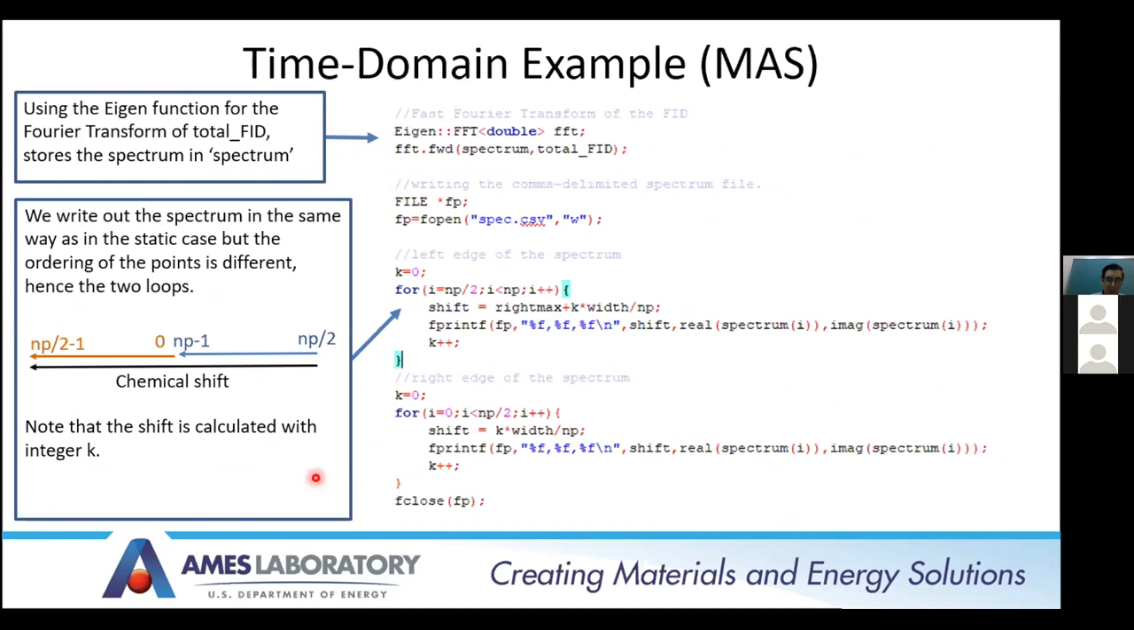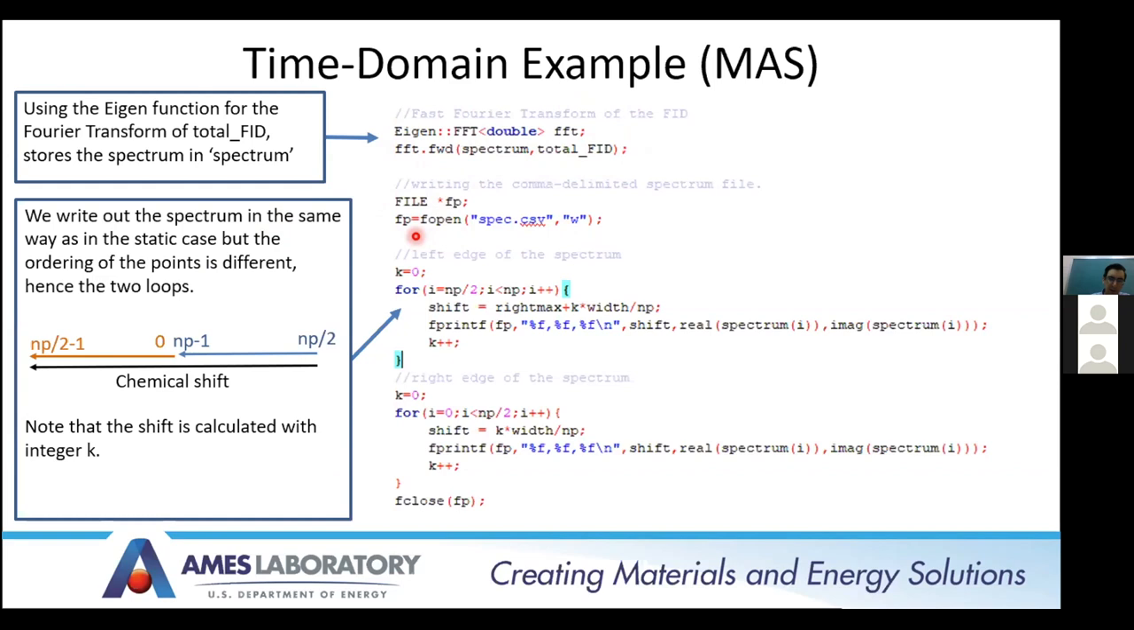So after these loops are done, we need to do the Fourier transform of the spectrum. We define a variable for the Fourier transform using Eigen. And then this function here, fft.forward, does the Fourier transform of the total FID and stores the result in spectrum. And then in much the same way that we did earlier, we write out the spectrum in a comma delimited file called spec.csv, which we opened here.